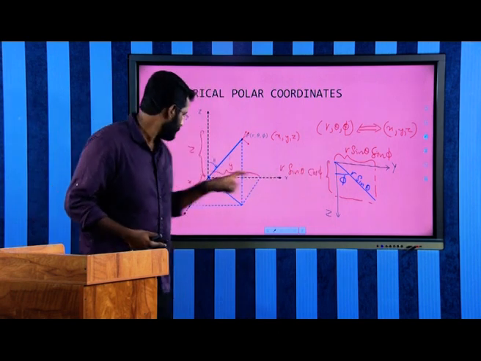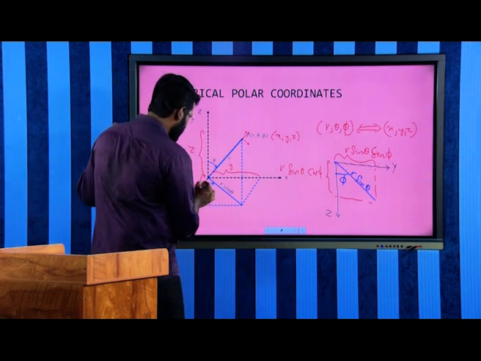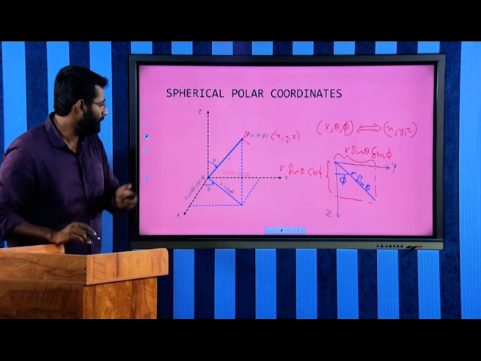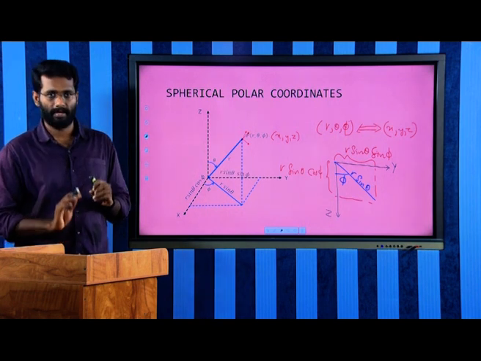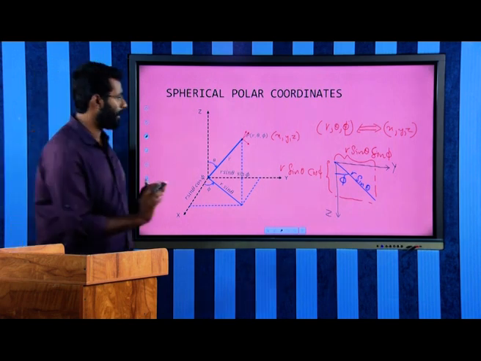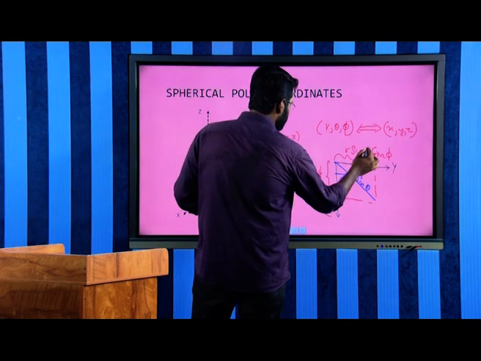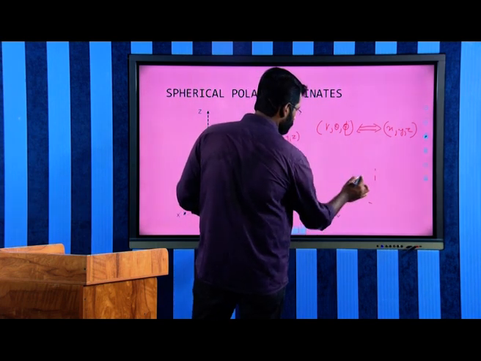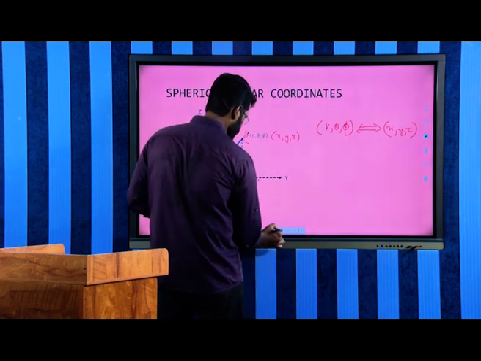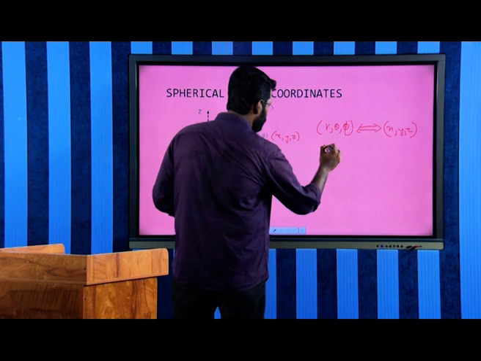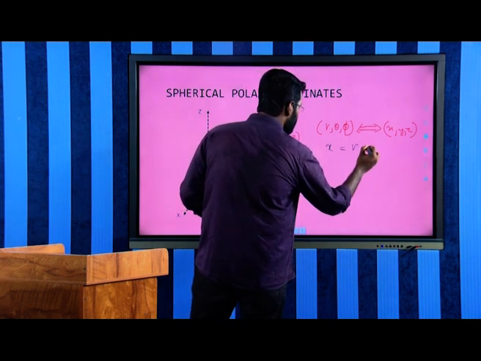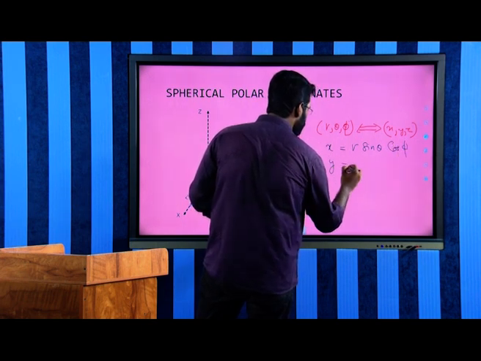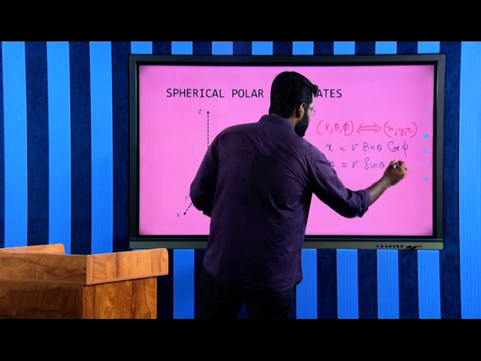So this is our x. That means our x coordinate is r sin theta cos phi, and our y coordinate is r sin theta sin phi. So we got a conversion for x and y. Let me write them here: x is equal to r sin theta cos phi and y is equal to r sin theta sin phi.